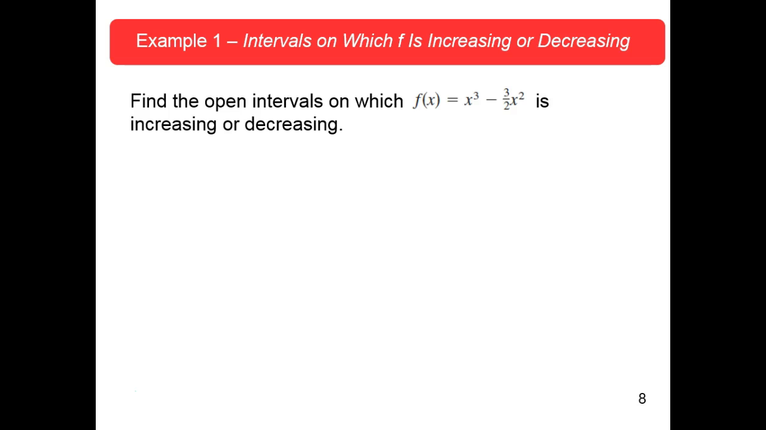Now, if my mark is right, we got started on this problem but didn't get it finished. Is that correct? Or did we even get started on it? Example 1. Okay, I worked it out, but we didn't see what they did. That's where it was. Okay, I knew I had it marked further down. Okay, find the open intervals on which f of x equals x cubed minus 3 halves x squared is increasing or decreasing. Okay?